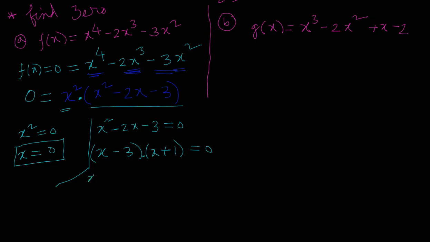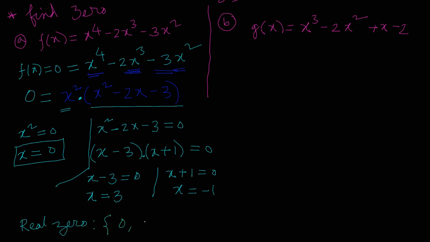So I can write x minus 3 equals 0, and or x plus 1 is equal to 0. So I have x equals 3. Here I have x equals negative 1. So how many real zeros do I have? So my real zeros for this polynomial are what? 3, negative 1. So this is the answer. These are the real zeros for this particular polynomial.